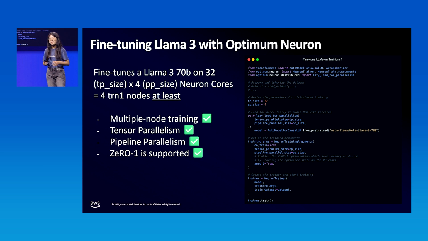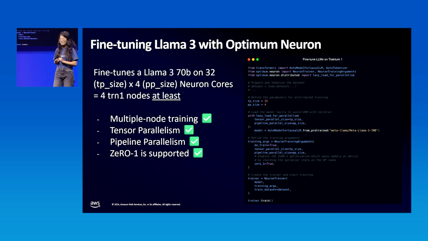So now you might have a rough idea about what Optimum Neuron is, but how does it look? Today I will walk you through a very classic example, probably the most classic one. We will build a chatbot together by using Optimum Neuron on Trainium and Inferentia. We will start by fine-tuning a foundation model with our own dataset on Trainium, and then we will use the fine-tuned checkpoint and deploy it on Inferentia to build a chatbot.